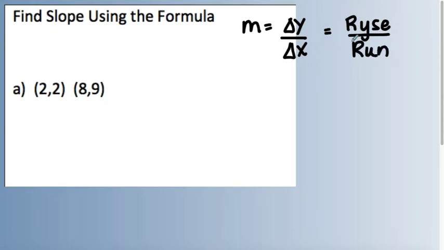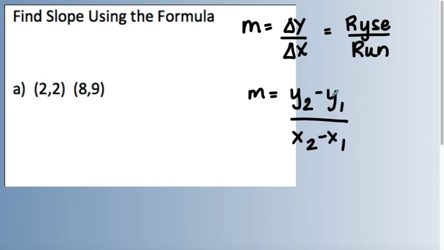Now you might notice that I spelled rise incorrectly, and I'll tell you why in a second. Most of the time, in Algebra 1, you learn slope using a formula. That formula is y2 minus y1 over x2 minus x1. That means change in y over change in x, and y2 and y1 just mean different points. Now you might see why I use rise over run, because we have to remember that it's always the change in y in the numerator and the change in x in the denominator.